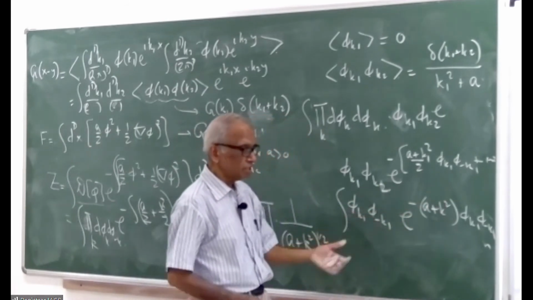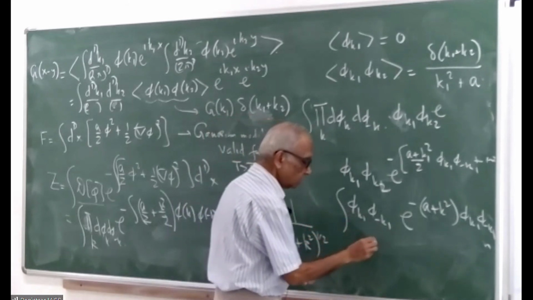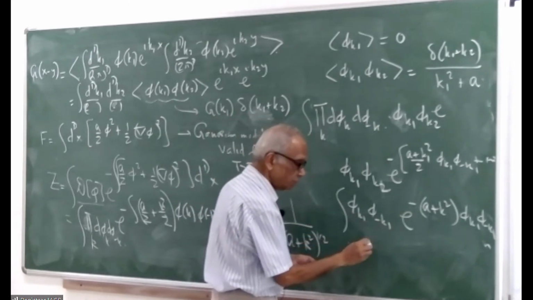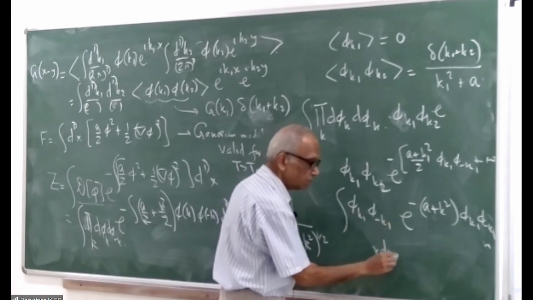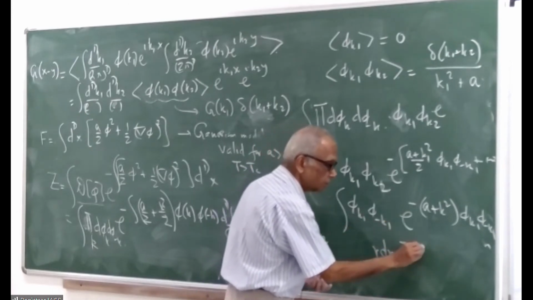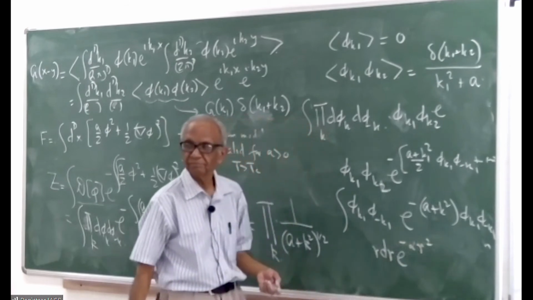Because if you look at it as a two-dimensional integral, what you are looking at over here is like r dr, and you are looking at e to the minus alpha r squared.